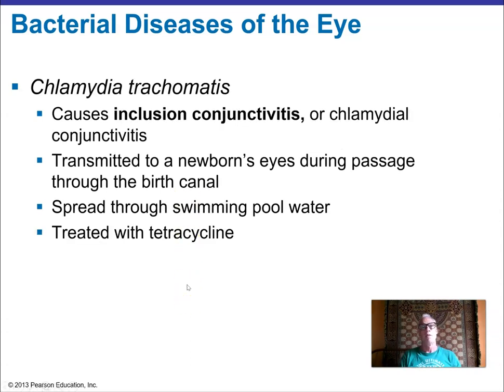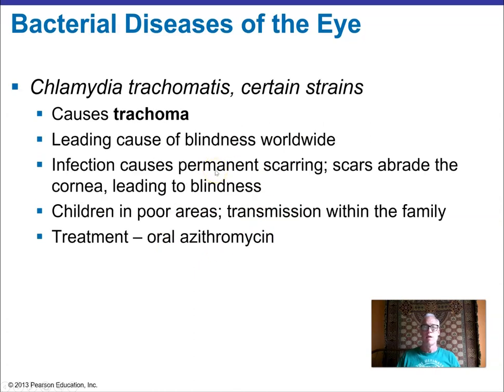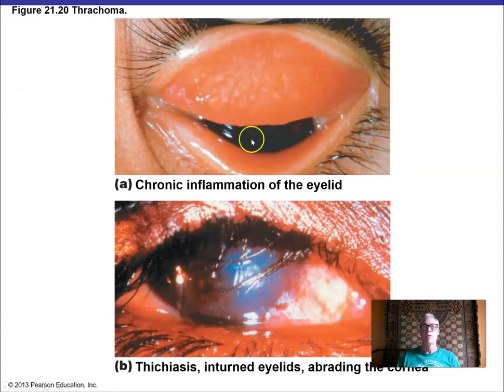Chlamydia trachomatis. It's a very, very prevalent pathogen. If it gets in the eyes, it can cause inclusion conjunctivitis or chlamydial conjunctivitis. Again, this can be transmitted during childbirth also. It can be spread through swimming pool water, treated with tetracycline. So got to make sure that those eyes are checked and treated after birth if there's even the slightest chance.